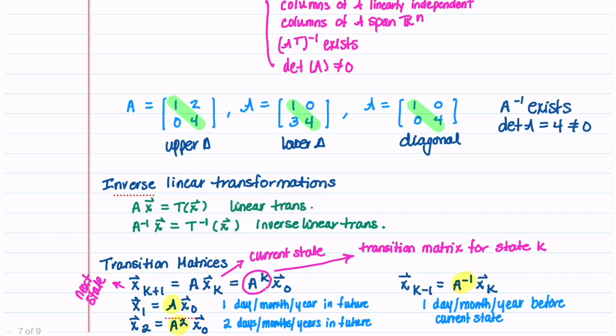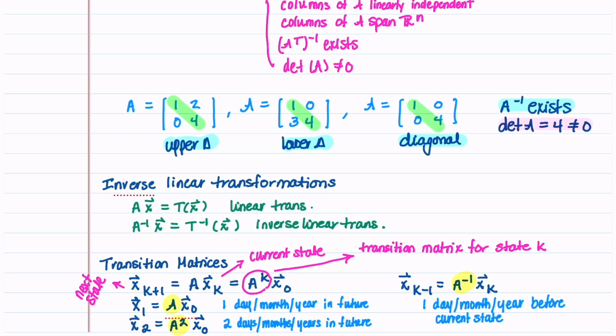Here's a couple of other topics that we looked at in that section. We defined what upper triangular, lower triangular, and diagonal matrices were. And then we talked about, for these types of matrices, as long as there's not a zero along the diagonal entries, A inverse exists. And that also the determinant, again, as long as there's no zero along the main diagonal, the determinant is just the product of the entries along the main diagonal. So in this example, our determinant is equal to 4, and it wasn't equal to 0, which coincides with the fact that A inverse exists.